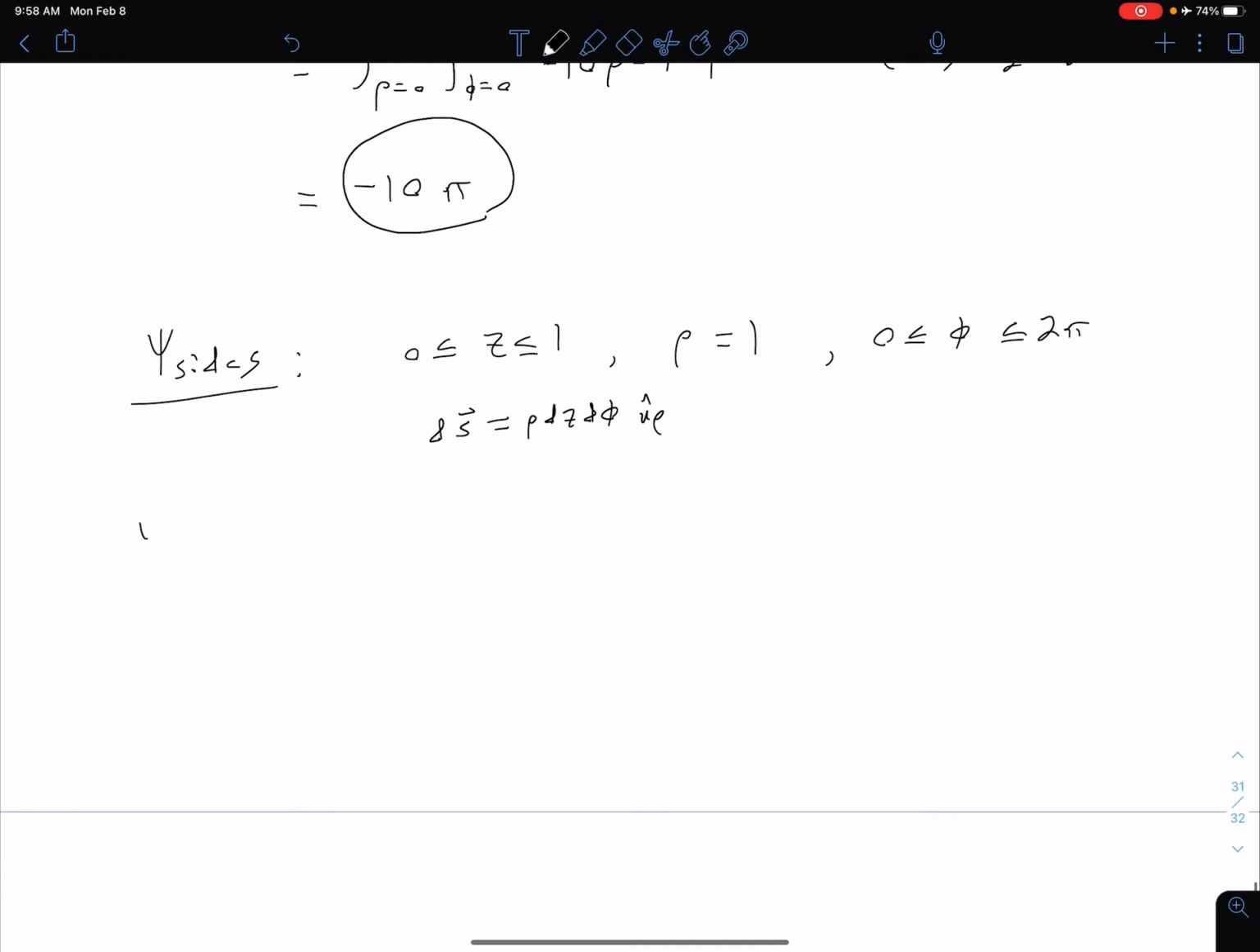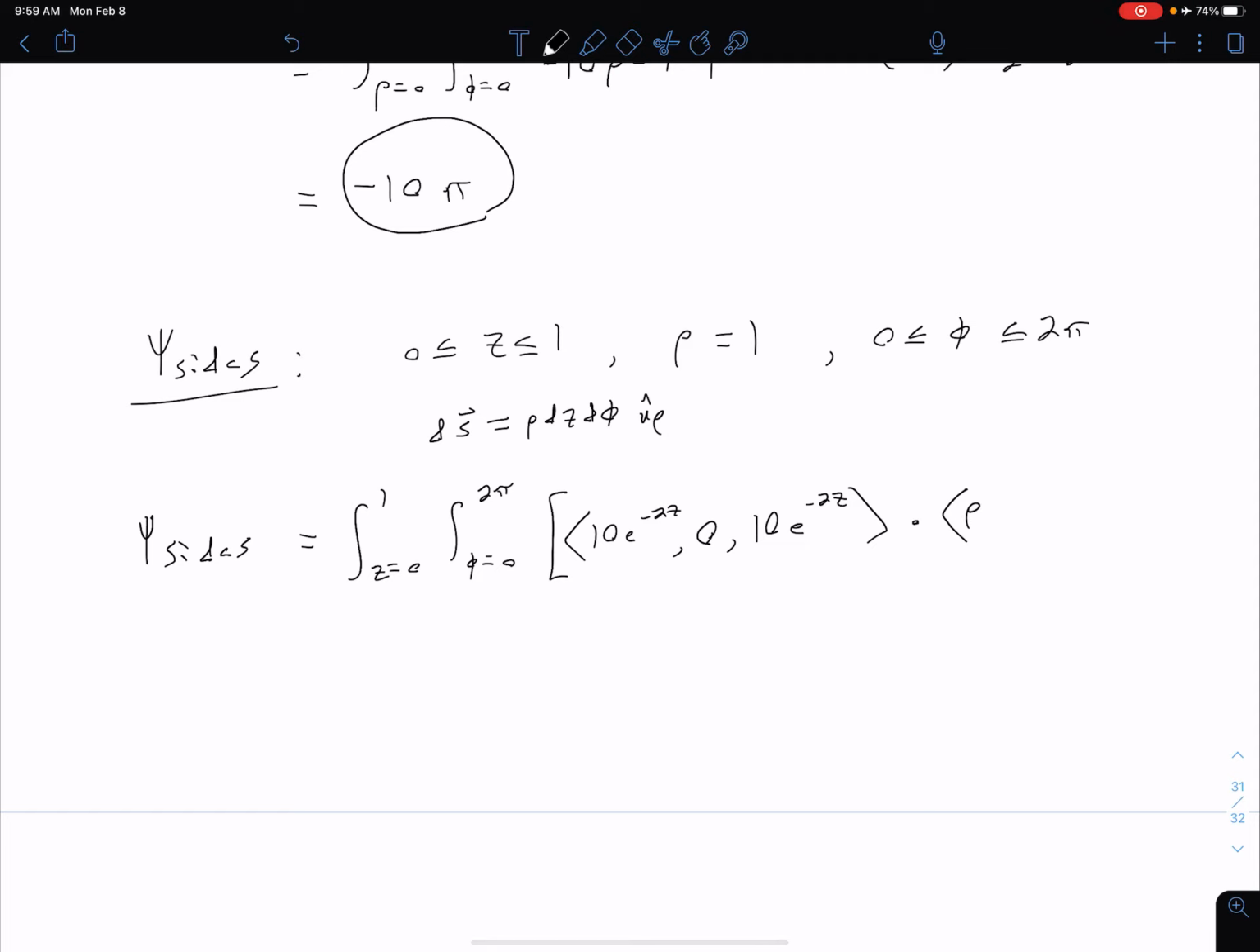Okay, so let's calculate our flux out of our sides. So that's equal to the integral from z equals 0 to 1, the integral from phi equals 0 to 2 pi. Again, we have this dot product. Now in my g, I can plug in a 1 for rho. So in my rho direction, I now have 10 e to the minus 2z. Phi direction, of course, is still 0 because we didn't have a phi component. And z direction, we have 10 e to the minus 2z. And that's going to be dotted with, so now our only component is in our rho direction. So we're going to put rho, but that rho is a 1. So I'm just going to write 1 times dz d phi, and then our other two are 0.